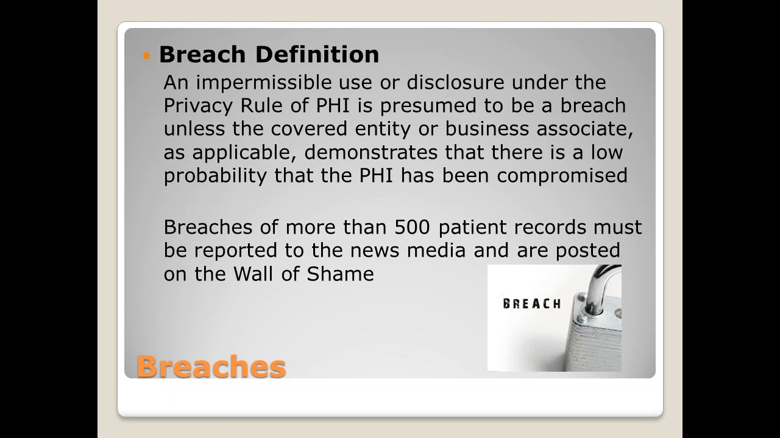So we've talked about breaches a little bit. Here's the definition of a breach, and this is from the regulation itself. An impermissible use or disclosure under the privacy rule of PHI is presumed to be a breach unless the covered entity or business associate, remember now we're holding business associates just as liable as covered entities, demonstrates that there's a low probability that the PHI has been compromised. So that's part of the whole investigation that has to occur.